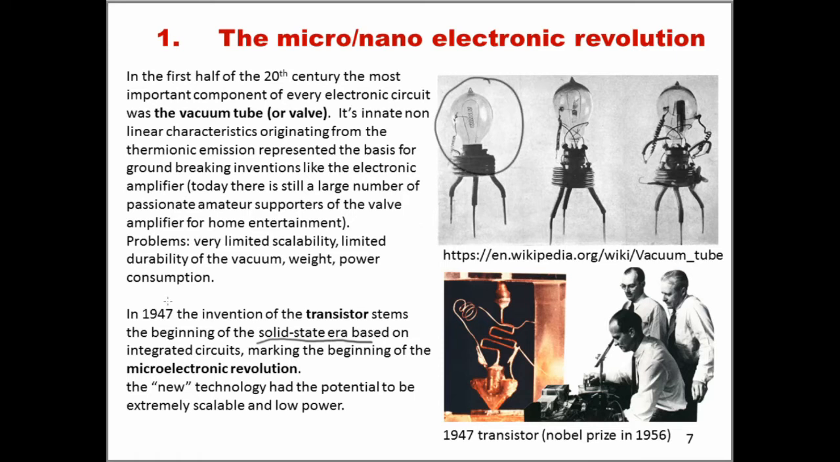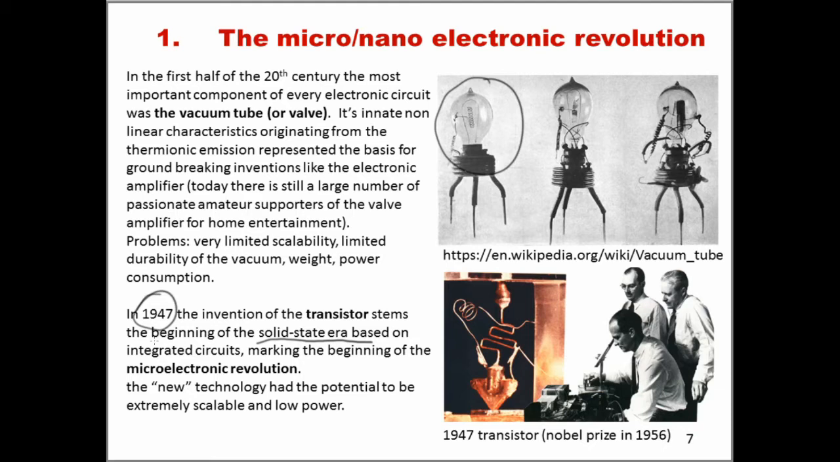Everything changes though in 1947 with the invention of the transistor, which marks the beginning of the solid-state era. So the transistor was the first three-terminal device that was all made with solid-state elements, so just a chip of material, if you like, and it was basically the element on which all integrated circuits would be made from that point onward. And this marked effectively the start of the microelectronic revolution.